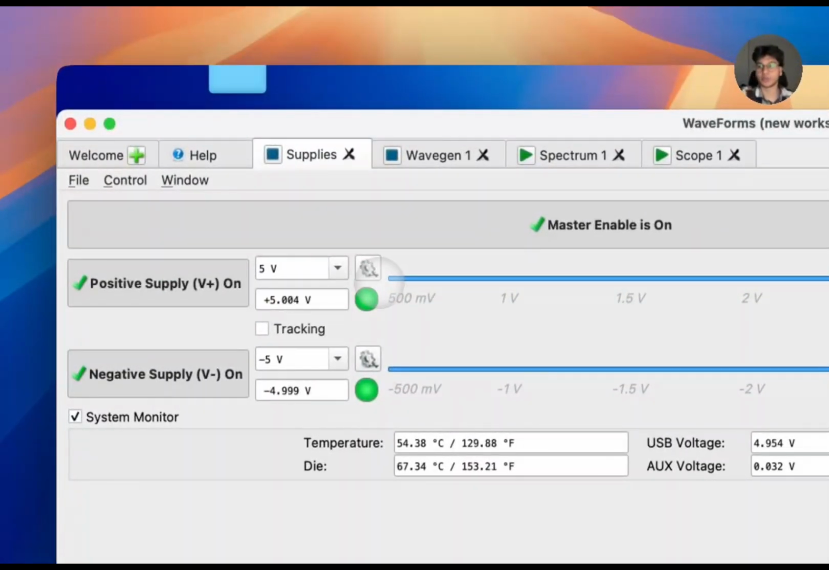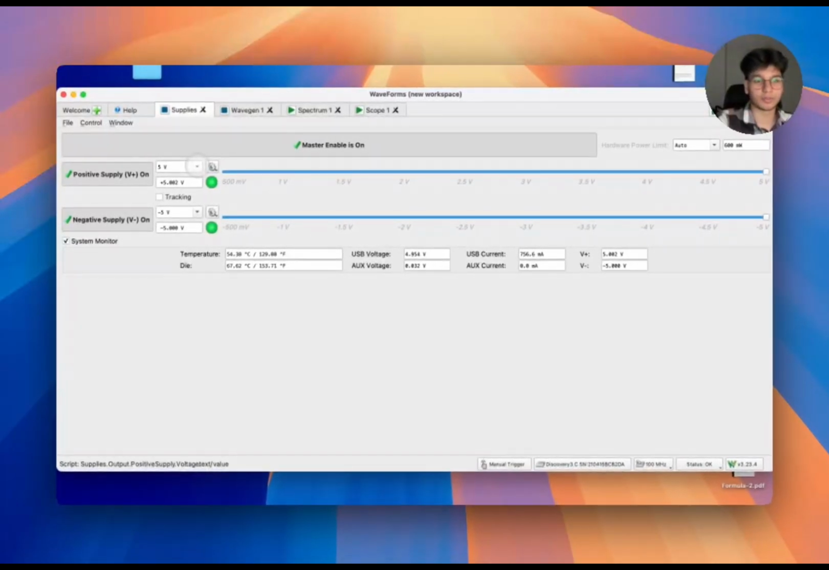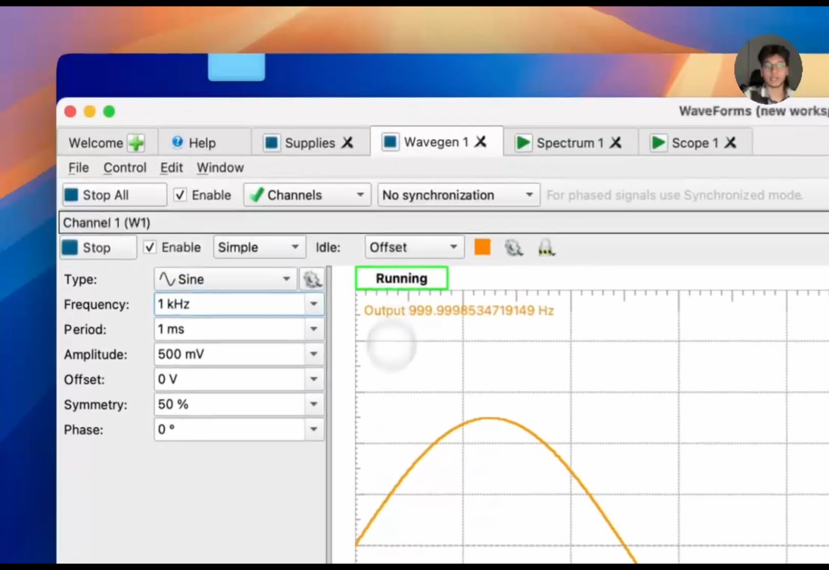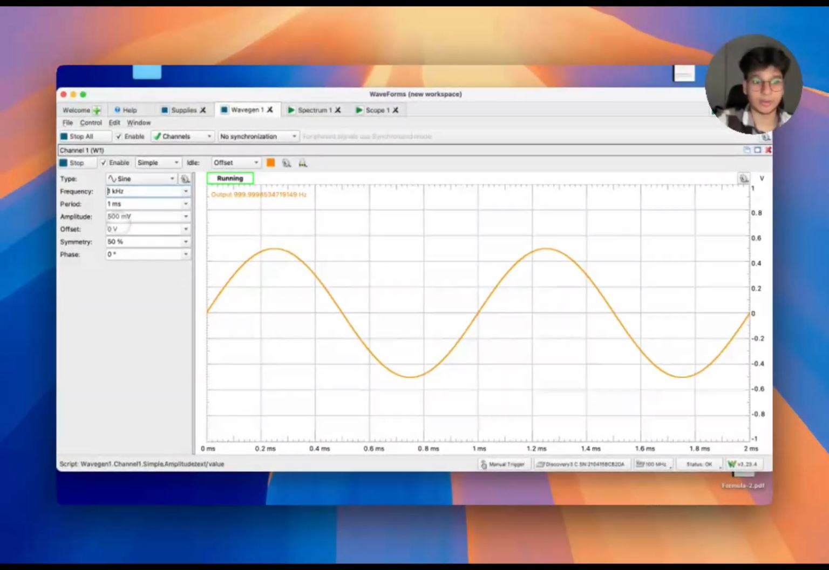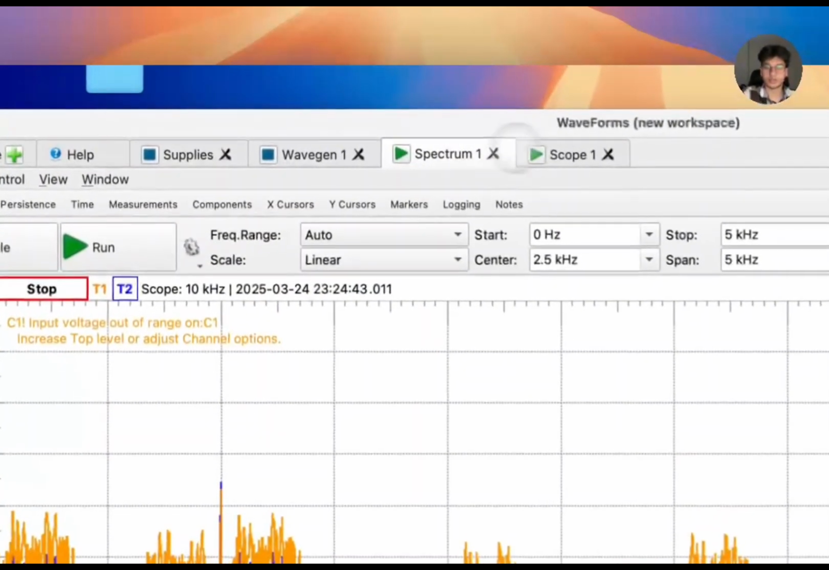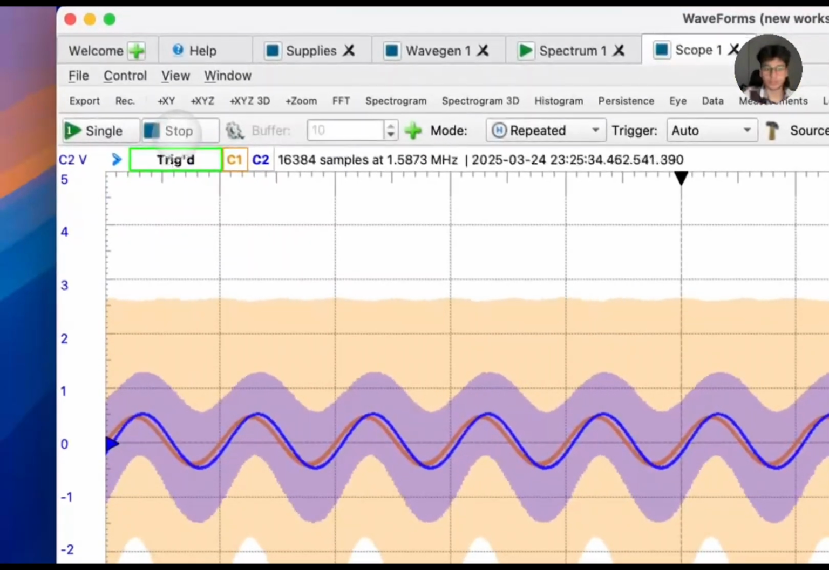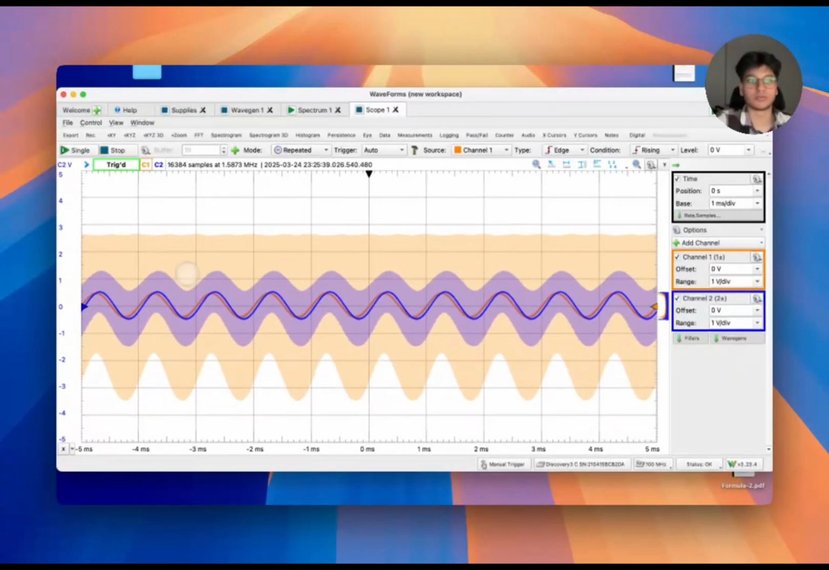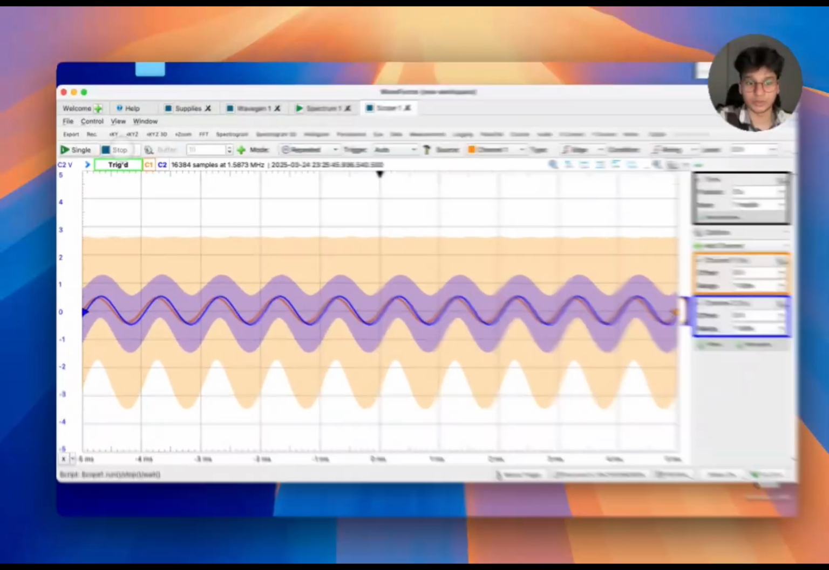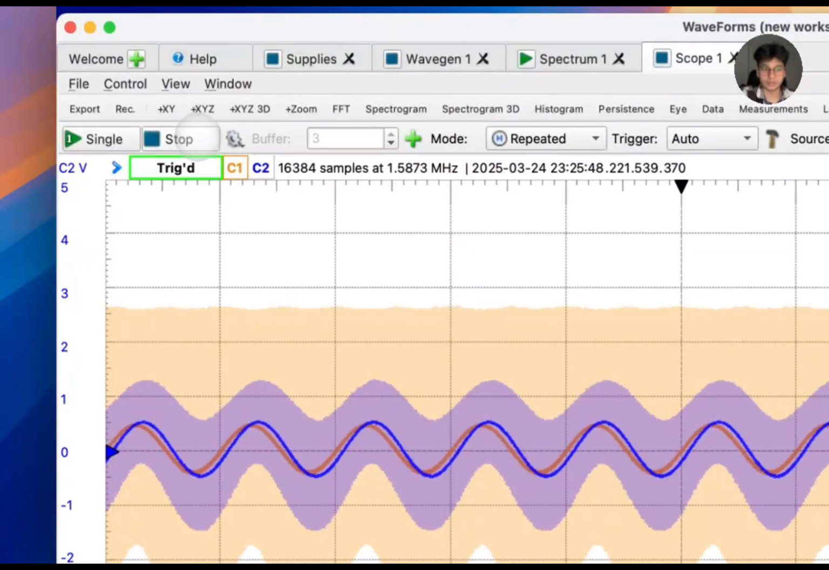Okay, so here's the wave gen, and what we're doing is first supplying 5 volts and negative 5 volts for VDD and VEE. Now we have a wave gen with a 1 kilohertz frequency and an amplitude of 500 millivolts, which is 0.5 volts. If we take a look at the scope, we actually see fairly good linearity, and we see that the voltage is pretty much preserved from the input. We can also do some measurements to actually see what the gain is.